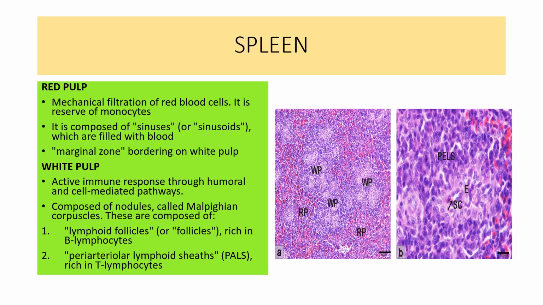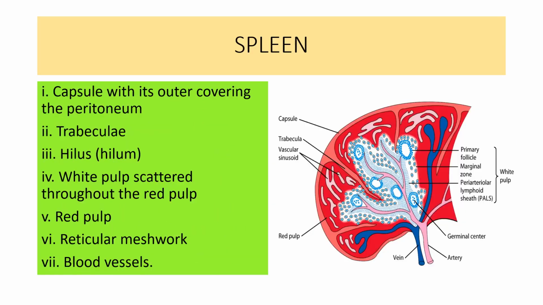It is composed of nodules which are composed of lymphoid follicles which are rich in B lymphocytes, and periarteriolar lymphoid sheath, that is PALS, P-A-L-S, rich in T lymphocytes. So spleen, it consists of the following parts: capsule, the outermost covering.